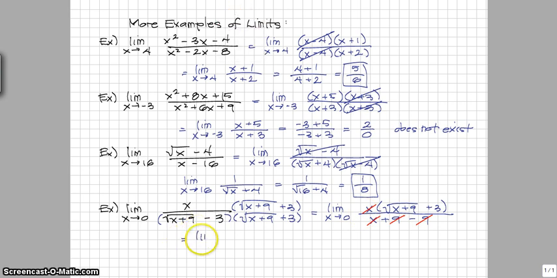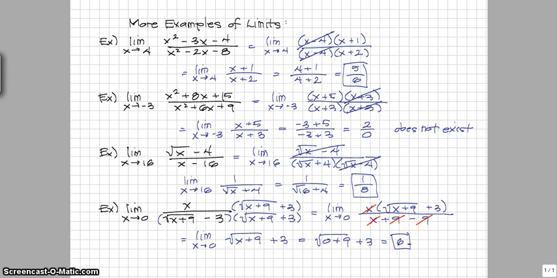This is equal to the limit as x approaches 0 of the square root of x plus 9 plus 3. Now, we don't even have a denominator anymore, so there's nothing really to keep us from plugging 0 into this function. So we get the square root of 0 plus 9 plus 3 is equal to 6.